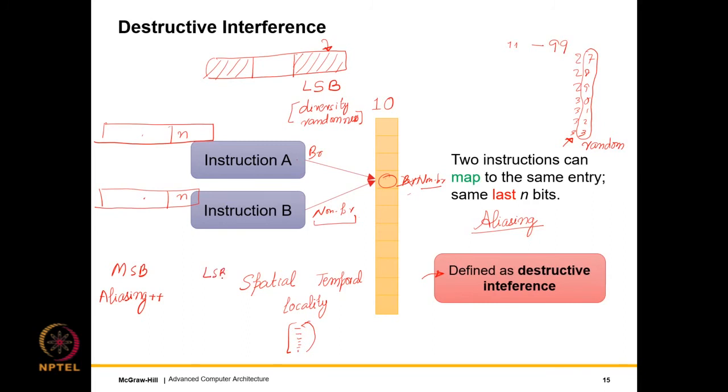As compared to this, if I use the least significant bits, combining this with the fact that programs have spatial and temporal locality and most of the randomness is seen towards the lower bits, we will see significantly reduced aliasing, right? So this is good for us. It will increase the accuracy of this process.